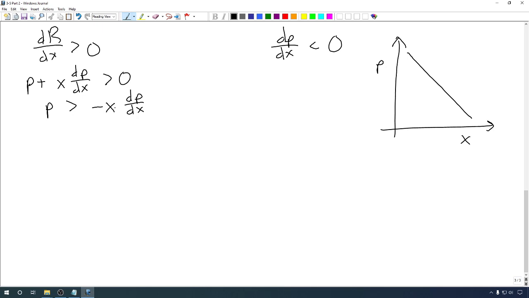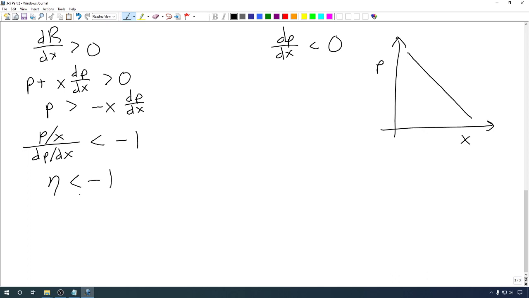The x here is a positive value. We're definitely not selling a negative number of things. So that means that p divided by x, and then we also divide by dp dx, is now less than negative 1. Well, this side over here is just the elasticity of demand. That means our eta is less than negative 1.